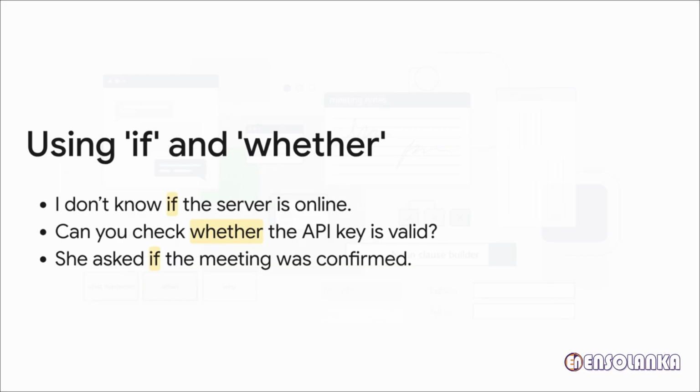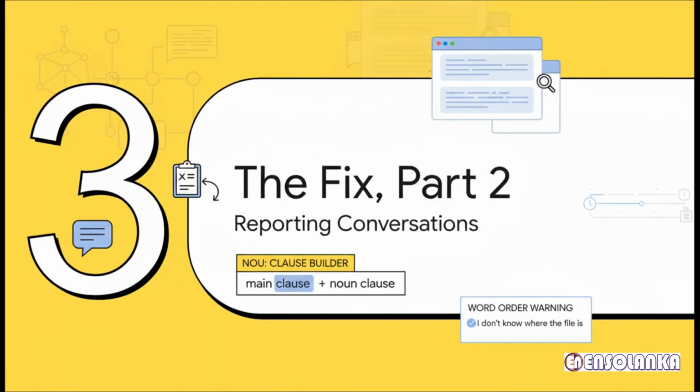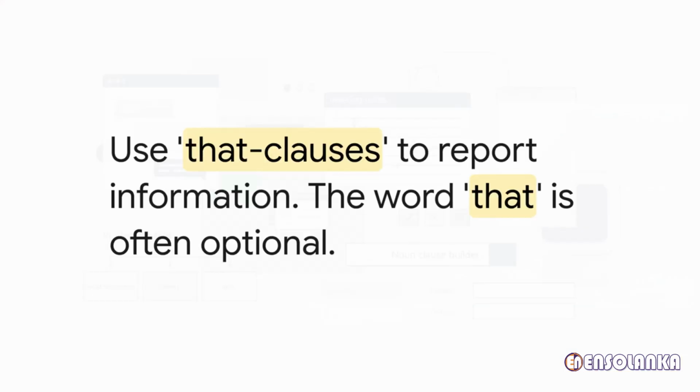Zero ambiguity, zero wasted time. All right, on to our next critical skill, reporting. This is huge. Whether you're writing up incident notes, trying to summarize a meeting, or just updating a ticket, you have to be able to state facts and report what other people said accurately. This is where our next type of noun clause becomes absolutely essential for creating a clear, professional record of what happened. And we do this using something called that clauses.